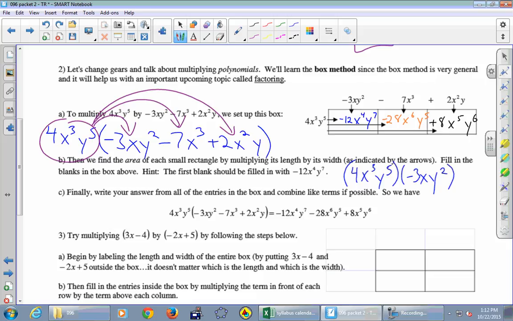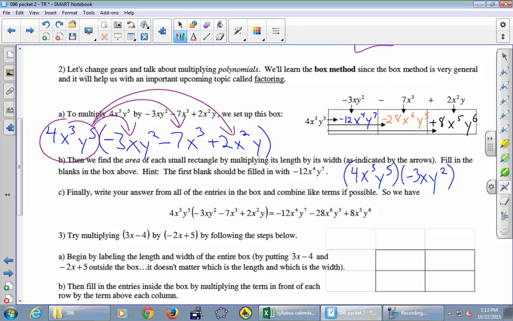Can anybody check my answers? In the middle, I have a negative 28 x to the 6 y to the 5th. And then at the end, 8 x to the 5th y to the 6th. That's it. And so our answer for this multiplication that I insisted we not do with the distributive property is just whatever's in the box. Negative 12x to the 4th y to the 7th minus 28, et cetera, et cetera. It's just written out right here. Okay, so we're just reading it right from the areas of the rectangles.